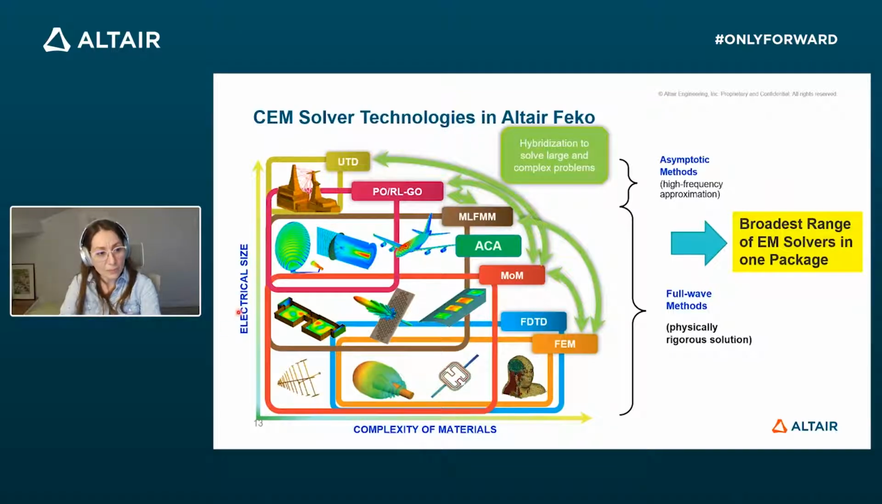And so these asymptotic methods become more interesting when we have electrically large objects or geometries in our model. And these methods are the UTD and the PO and RL-GO, which stands for physical optics and ray launching geometrical optics. So we have a broad range of electromagnetic solvers in one package, and we also have the possibility to hybridize certain methods between full wave methods and asymptotic methods, depending on the geometry and the details of the geometry.